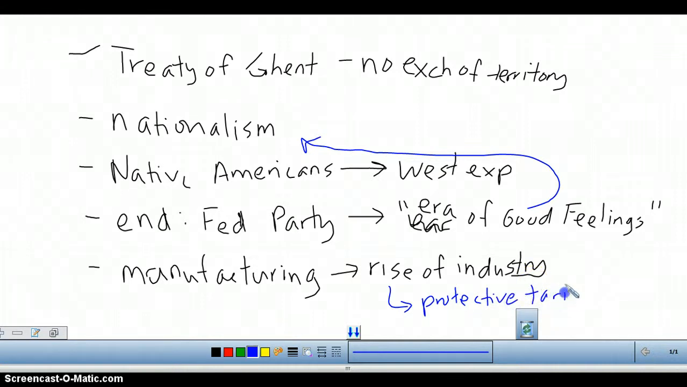Remember, rising protective tariffs then create a sectional conflict between the North and the South because tariffs would benefit the North while harming the economies of the South. And that led to dramatic events like the Nullification Crisis. You definitely should review the Nullification Crisis, where South Carolina nullifies the tariff, then threatens to secede.